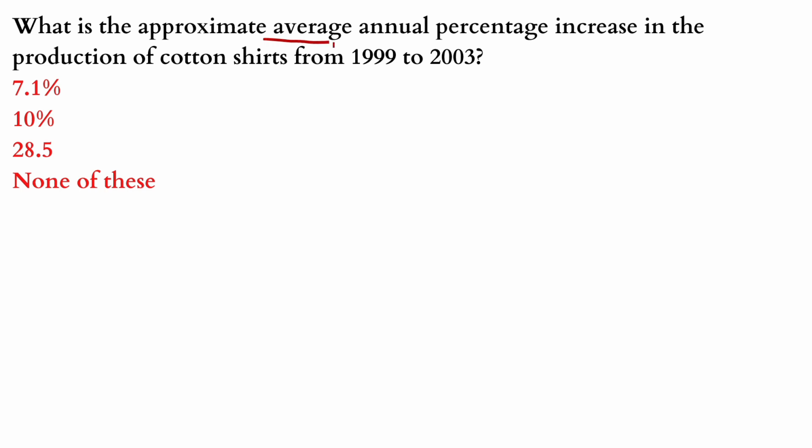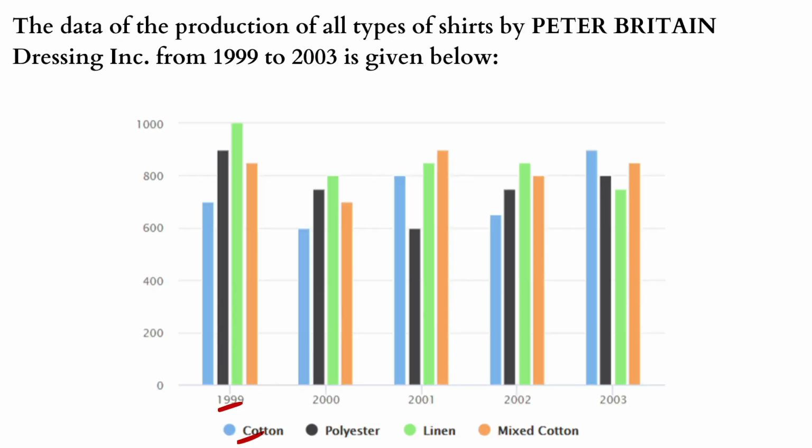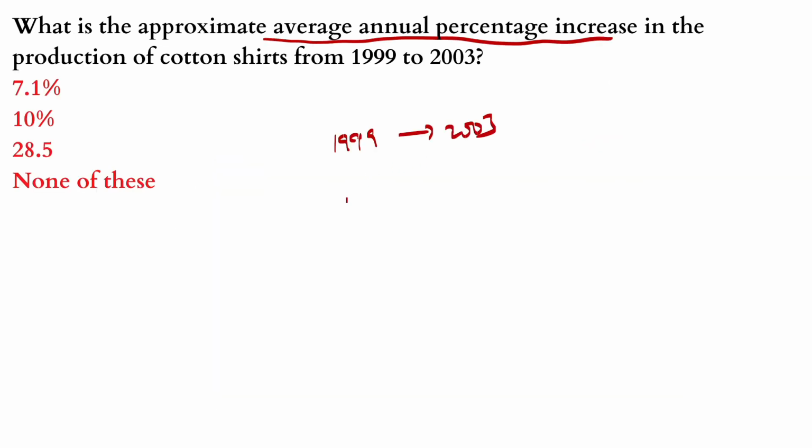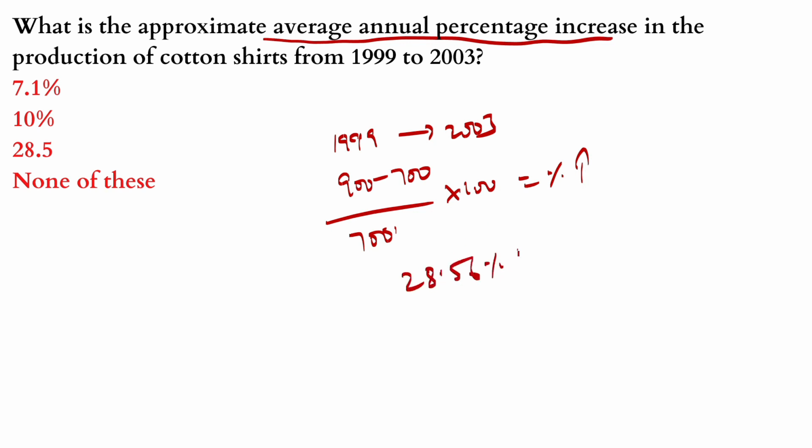So average annual percentage increase, from 1999 to 2003. What is the 1999 value of the cotton shirts? It's 700, and in 2003 it's 900. So 900 minus 700 by the initial value into 100, this is percentage increase, so 28.56 percentage increase. But we are asked to find out average annual percentage increase, not the percentage increase itself.